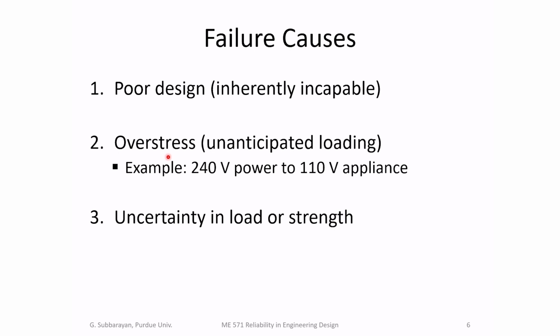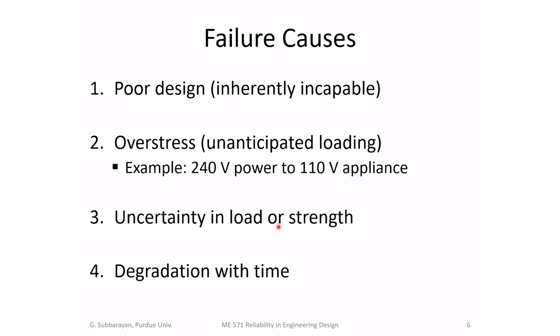And the other failure cause is uncertainty in load and strength. This is something that we want to account for in the design phase. However, when we do design, we may not have all the information that we need to characterize the uncertainty in load or strength. However, we might progressively improve based on improved information that we would have.